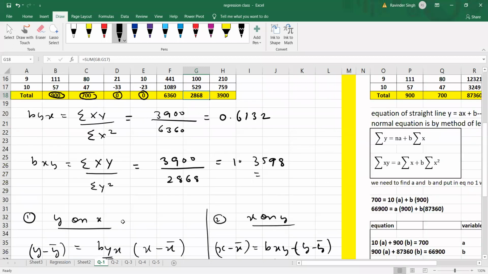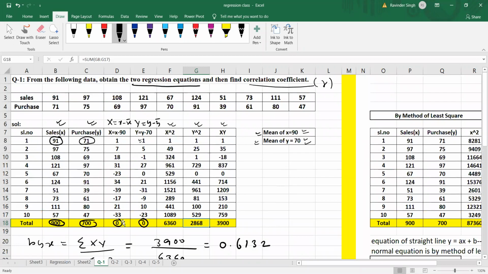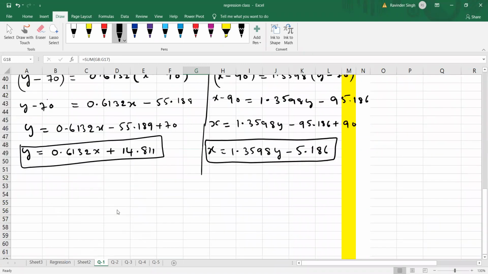So what will this regression equation do now? From this regression equation, you are able to predict any value of y when you put any value of x. So for instance, let's say I take an x value which is not in this range. So let's say 80. If I take x equals 80, then what will be the purchase? So what you have to do then? You have to just substitute the x value in this case.